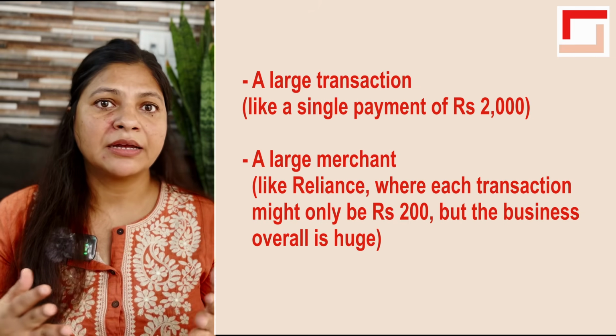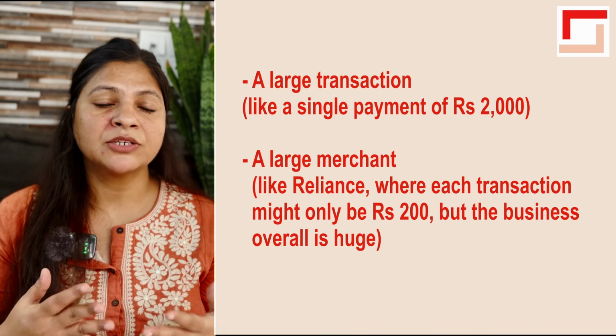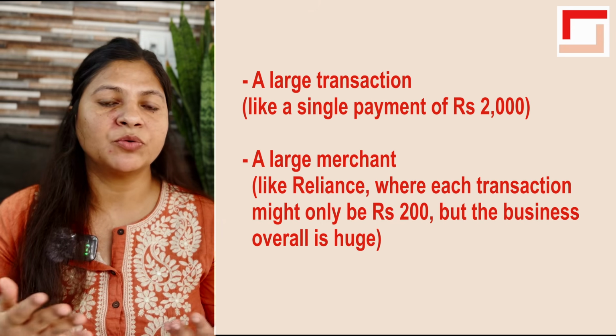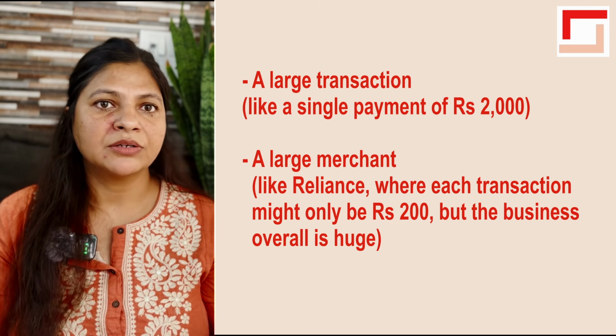There are two different things being mixed up. A large transaction, like a single payment of 2,000, and a large merchant like Reliance, where each transaction might only be 200 but the business overall is large. So who is large? Both approaches come with their own challenges. Even if we say the cutoff is businesses with revenue above 1-2 crore, to know if this rule actually makes sense, someone needs to first calculate how much UPI volume happens in that segment and how much revenue the fee would actually generate. Nobody except NPCI would have that actual data.